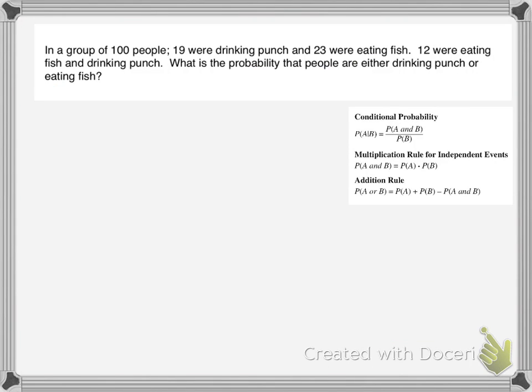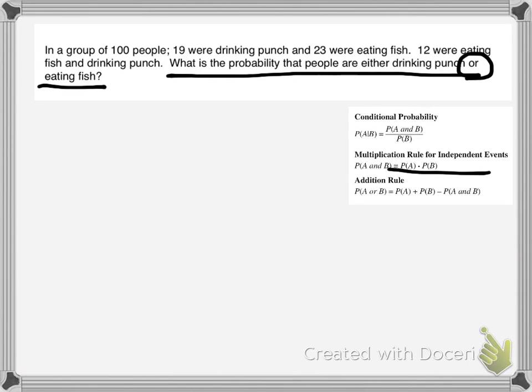And the last question, in a group of 100 people, 19 were drinking punch, 23 were eating fish, 12 were eating fish and drinking punch. Here's the question, what is the probability that people are either drinking punch or eating fish? So the keyword is or. That tells me to use the addition rule. If I look before the keyword, in front of the keyword, that tells me I'm drinking punch. That's group A, or event A. And after or is eating fish, that's group event B.